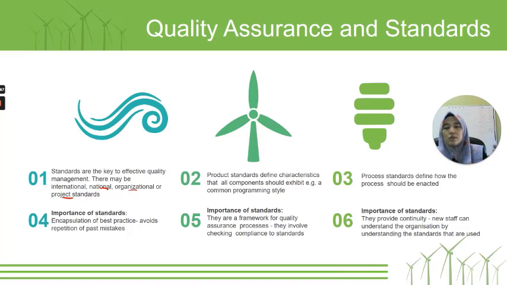So quality assurance ni bila di come out dengan systematic documentation or techniques, dia kena meet a certain standard lah. That's why macam standard and specification tu it comes hand in hand. Product standard define characteristics that all components should exhibit, okay, a common programming style. So bila dia come out dengan 1000 ataupun 1,000,000 model of Note 10 for example, so semua produk itu mesti meet the standard and the characteristic of the component yang dia dah highlight dalam quality assurance.